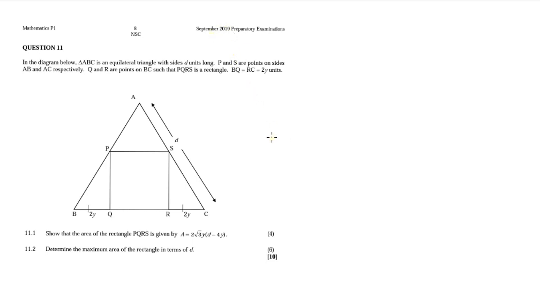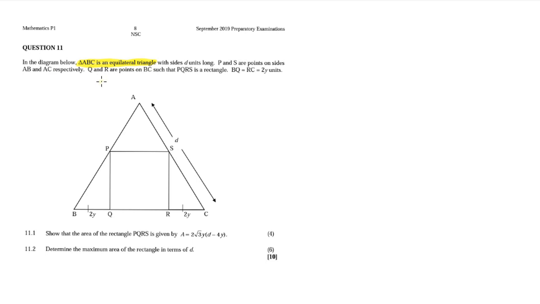Our triangle ABC is an equilateral triangle. That means that our triangle has equal sides. So all of these sides, AB, BC, and AC, are all D units long. And P and S are points on the sides AB and AC respectively. So you can see P over there and S over there.